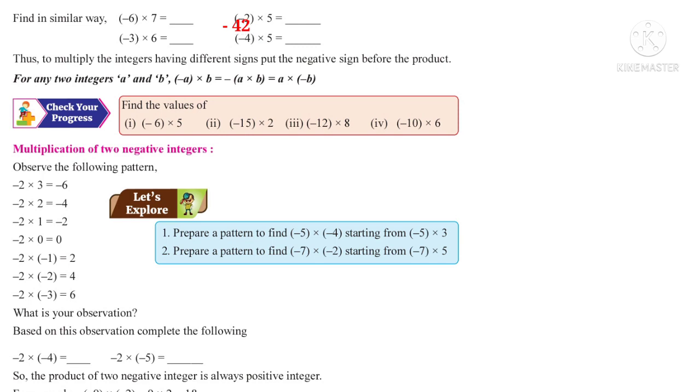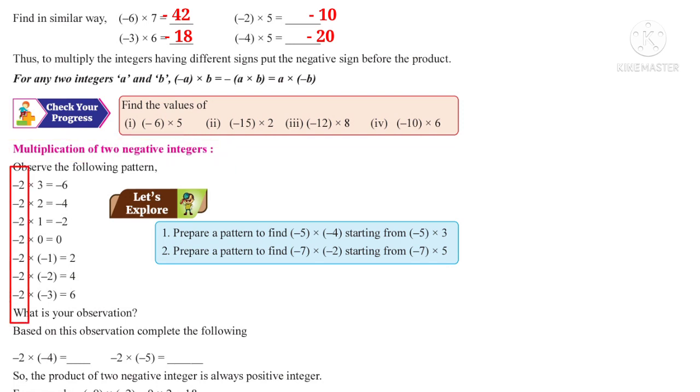Now -6 into 7 is 42, so -42; -2 into 5 is 10, so -10; -3 into 6 is 18, so -18; -4 into 5 is -20. And also observe that -a into b is equal to minus of a into b is equal to a into -b. Now multiplication of two negative integers.